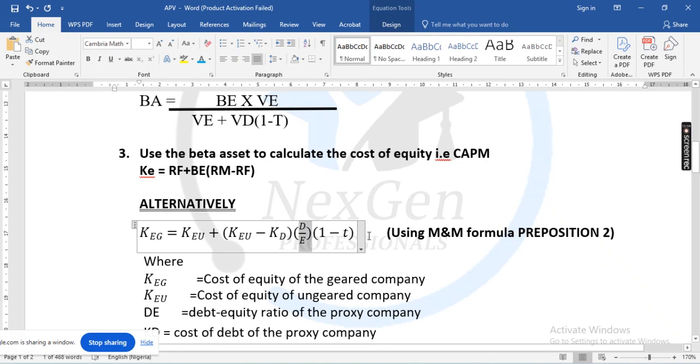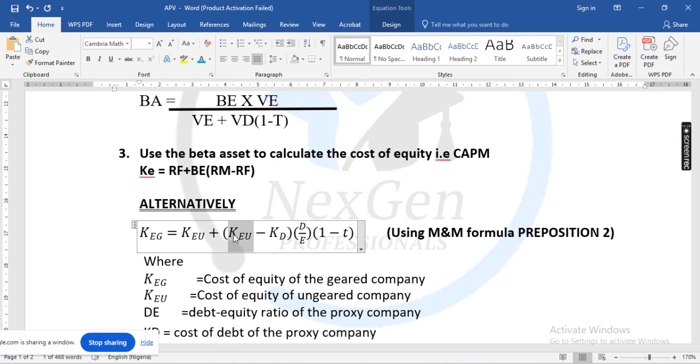Excuse me. All this is for the what? The proxy company, cost of debt, the cost of. Now, the question is, what did you want to achieve from this formula? You want to determine the cost of equity of the ungeared company, which is KEU. You have to use M and M, which is the Modigliani and Miller proposition what? Proposition 2. And this is the formula.